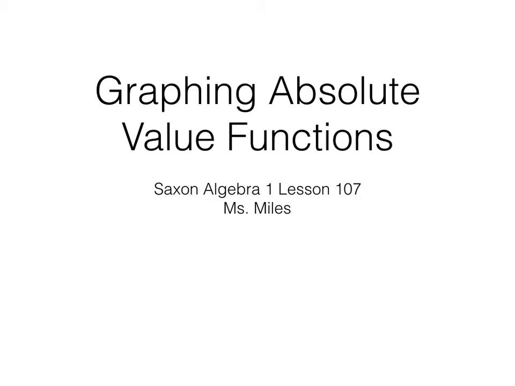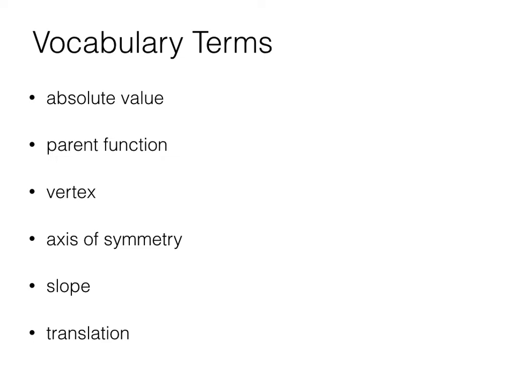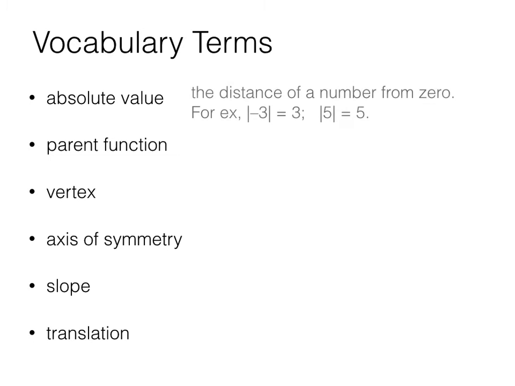Graphing absolute value functions. We'll start with vocabulary. Absolute value is the distance of a number from 0. The absolute value of -3 equals 3. The absolute value of 5 equals 5.